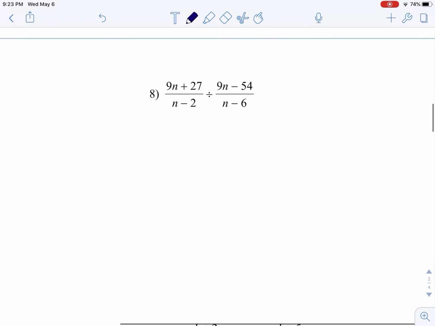Okay, number 8 is a divide problem. So the first thing you want to do is flip the second fraction over and then change it to multiply.